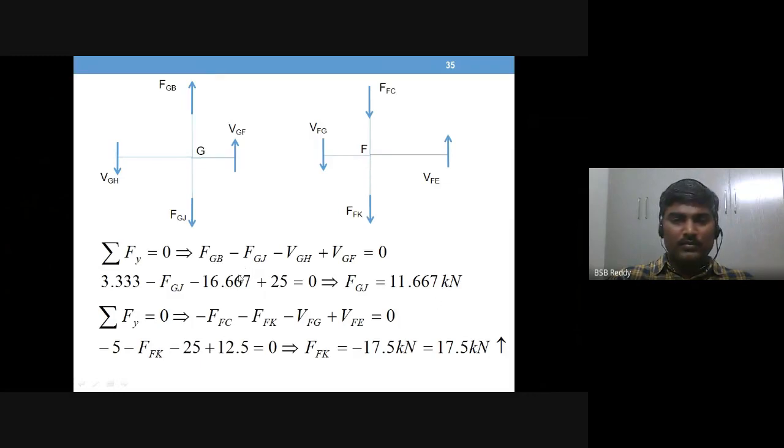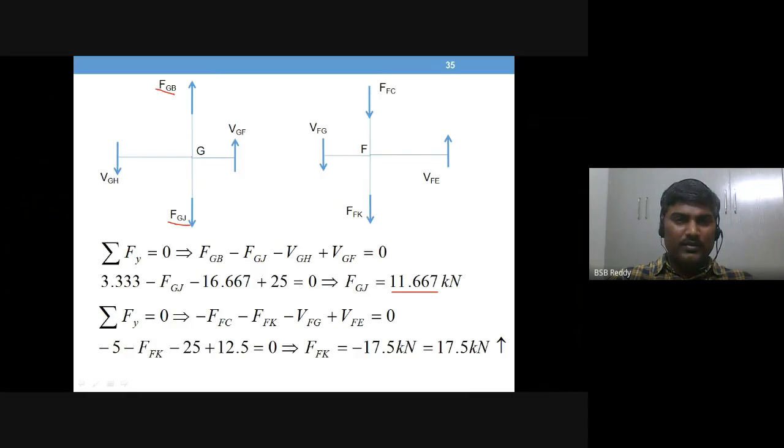Right, so that's how the BG direction is brought in from the earlier calculation. Same way for all other joints also. Okay, so you have to find the GJ value, that is 11.667 downward.